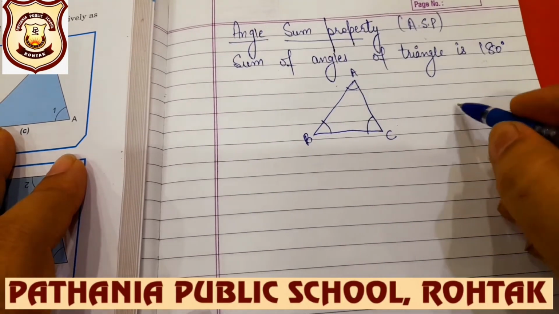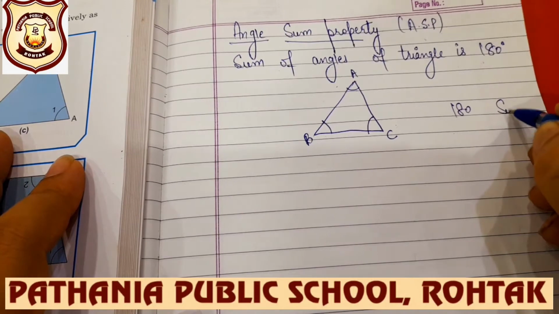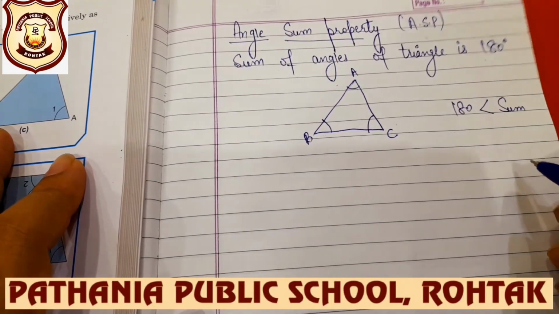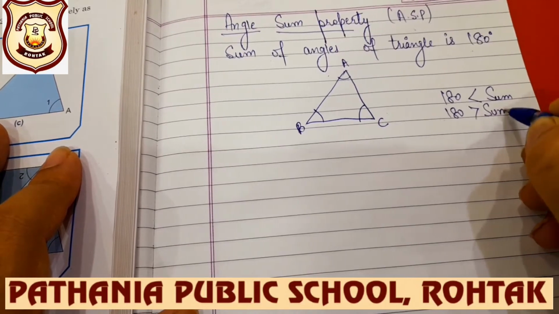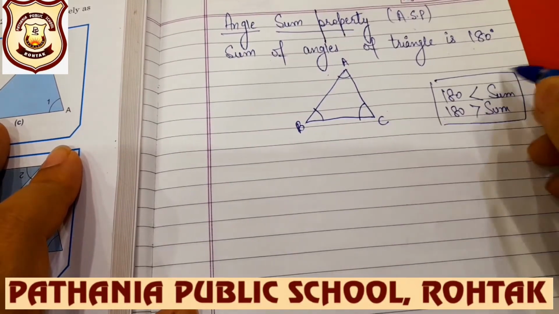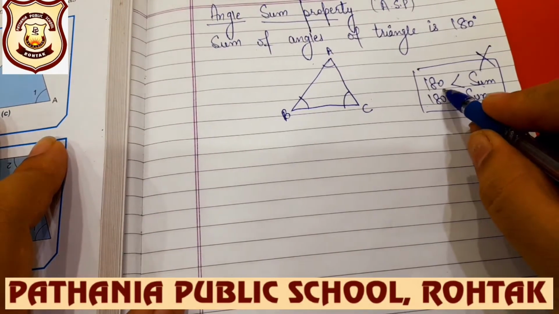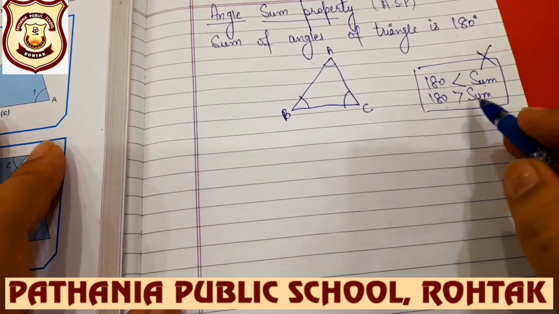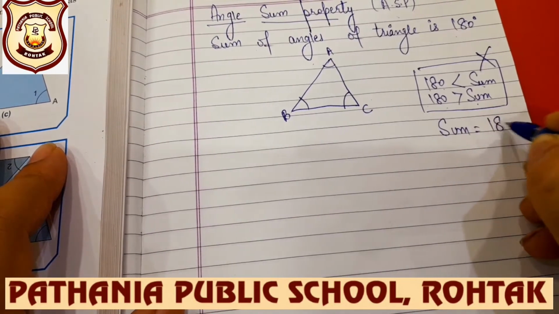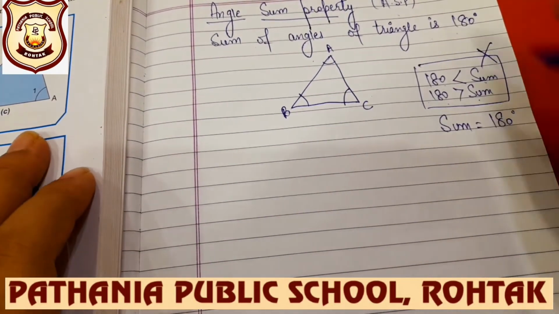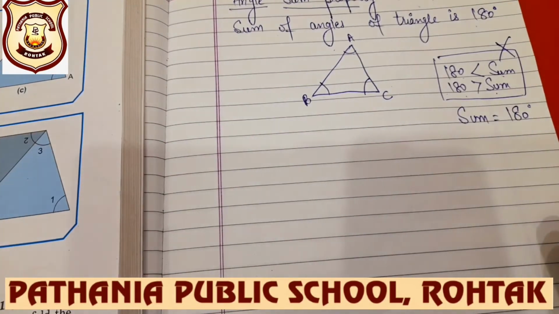It will be neither more than 180 nor less than 180. Beta, these two conditions will not be there. The sum will neither more than 180 nor less than 180. Sum will exactly equal to 180. By using this property, you can easily find the missing angle.